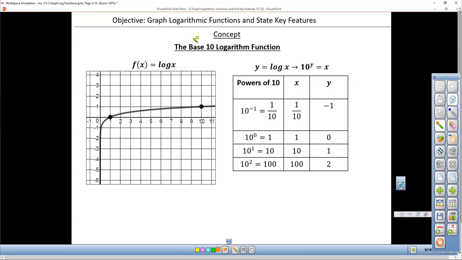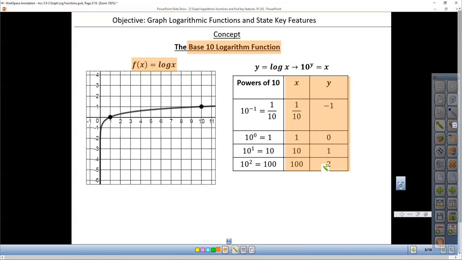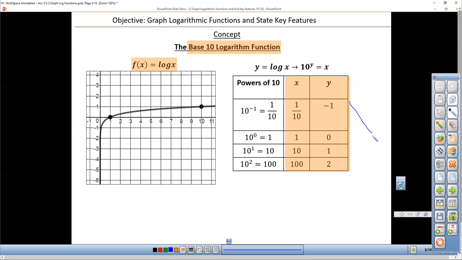Base 10 logarithm, same thing. Here we see our base 10, which is our parent for our base 10 logarithms. It also has a vertical asymptote of the y-axis. And here are some of the key points. Very rarely are we going to see the 100 on a graph that we do by hand. So generally speaking, we will use, say, these 3 as our key points.